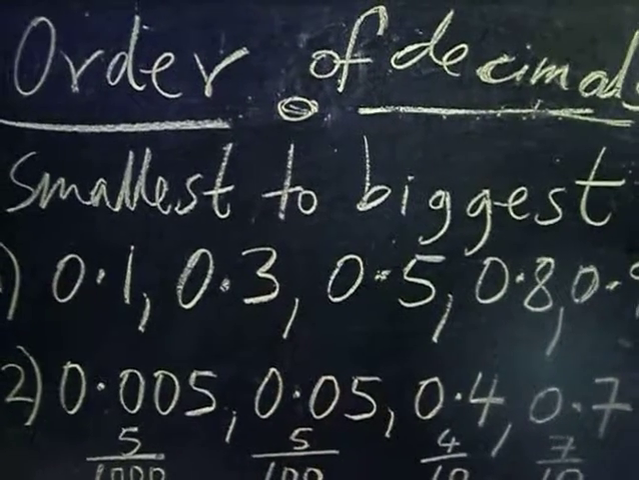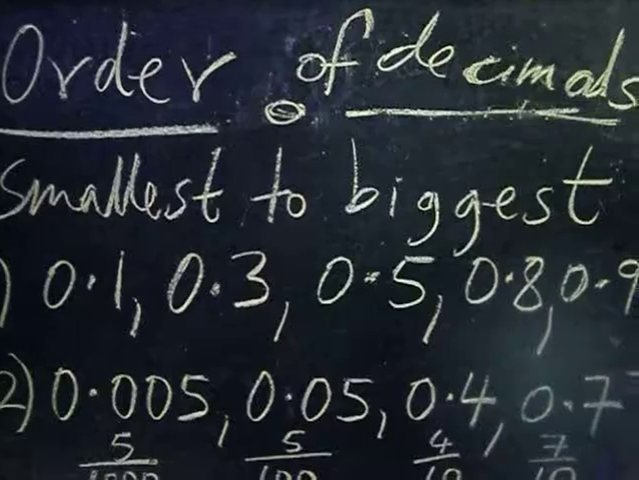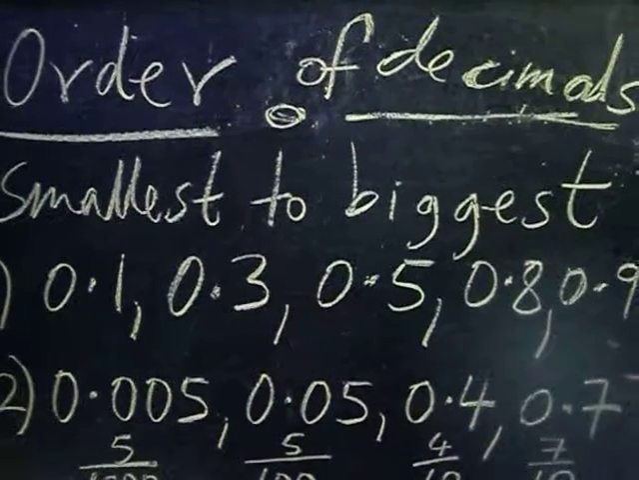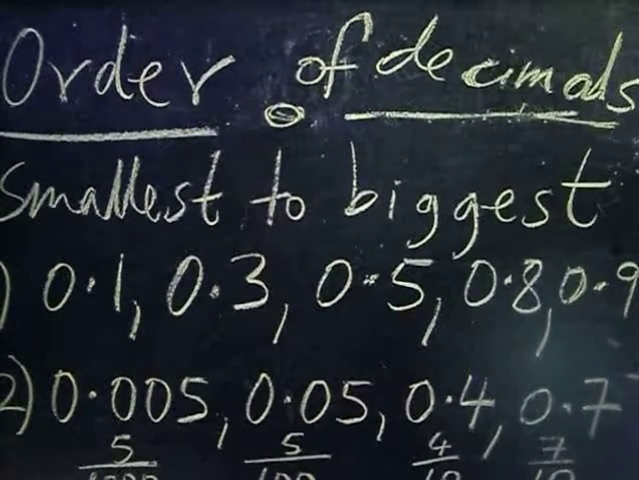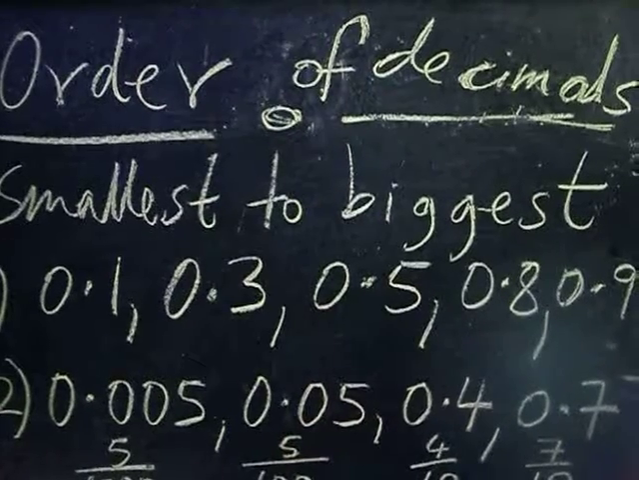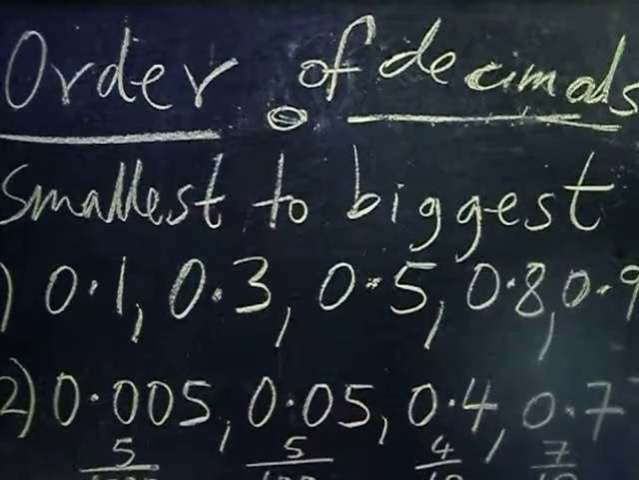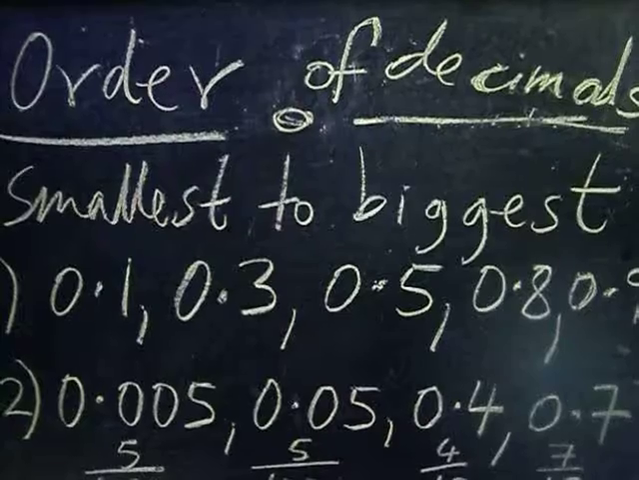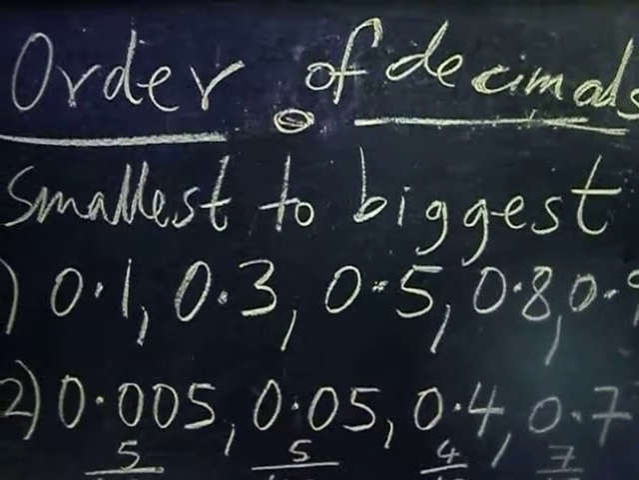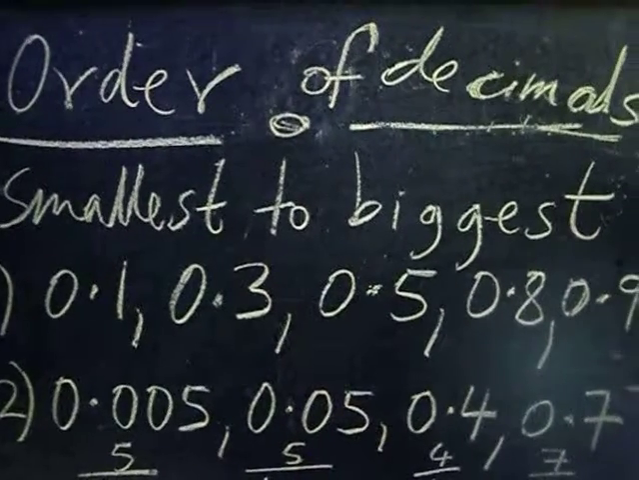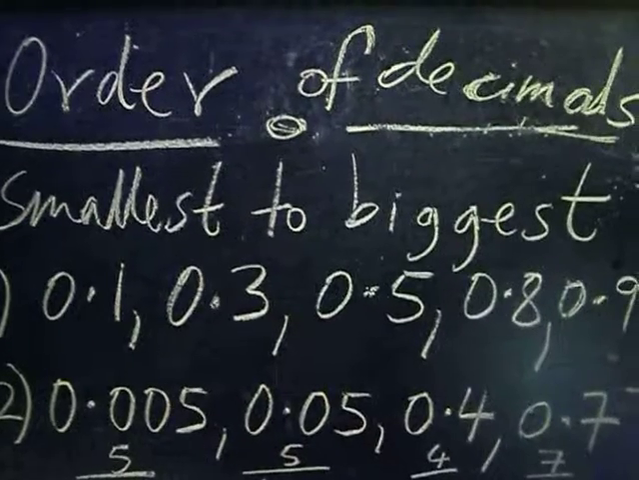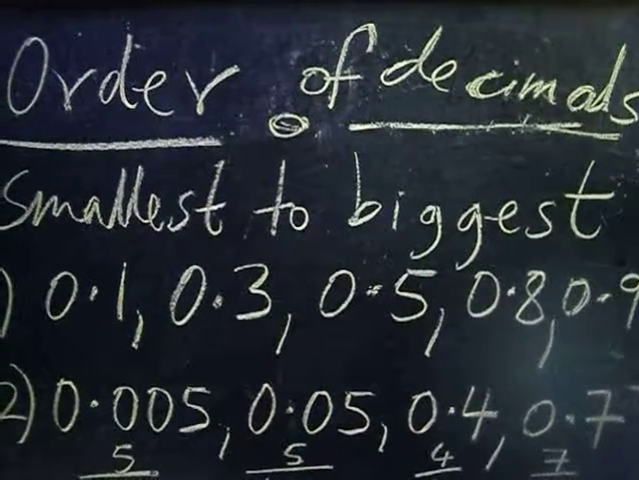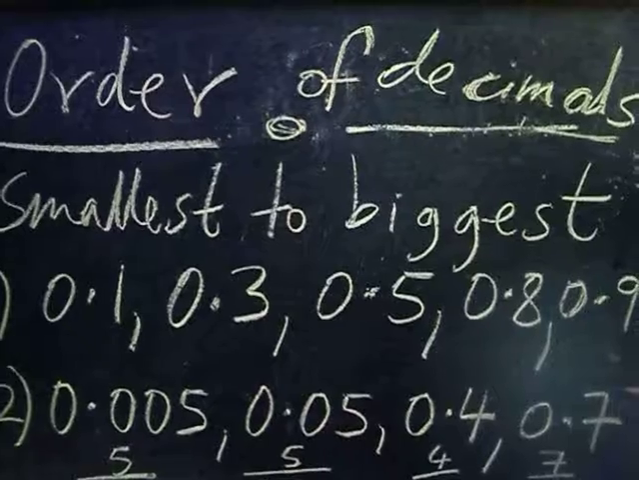1/10 of a cake is bigger than 1/100th of a cake. Imagine you have a slice of cake and you are dividing it into 10 parts and you get 1/10. But if you have to divide it into 100 parts to get 1/100th, that slice of cake is smaller. It is smaller than the 1/10.